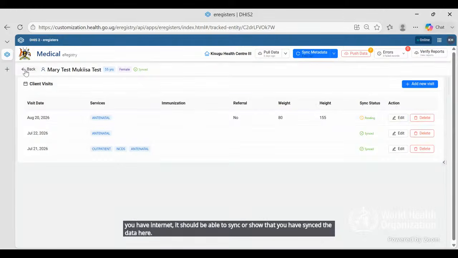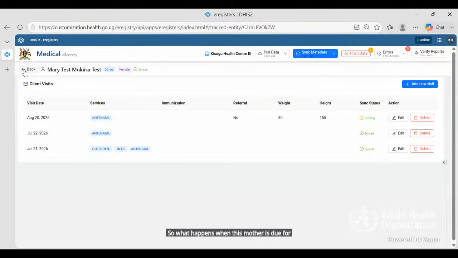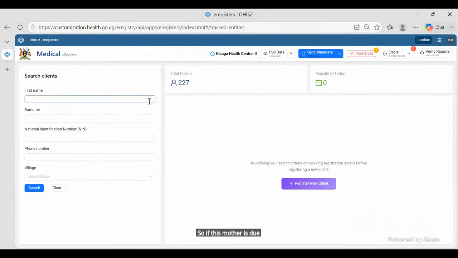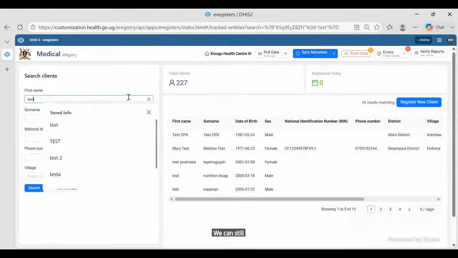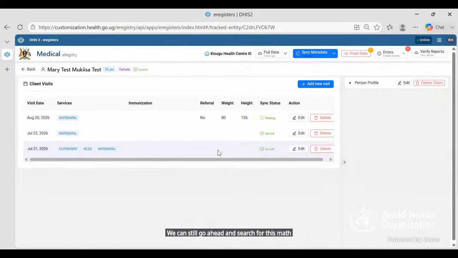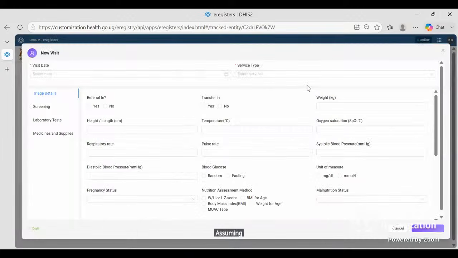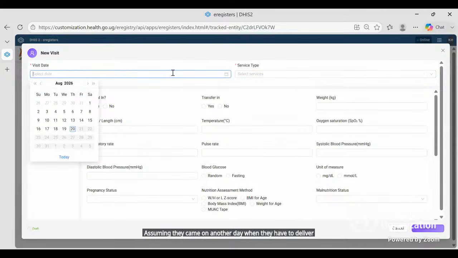So what happens when this mother is due for delivery? I am going to go through maternity, then we can take the questions at once. If this mother is due for delivery, we can still go ahead and search for this mother. This is our mother. We can see that we have their records already as they have been coming to the facility. And again, this is hypothetical because we are trying to demo the two services on the same day. So we are going to still add a maternity visit, assuming they came on another day when they have to deliver. We add the visit date.